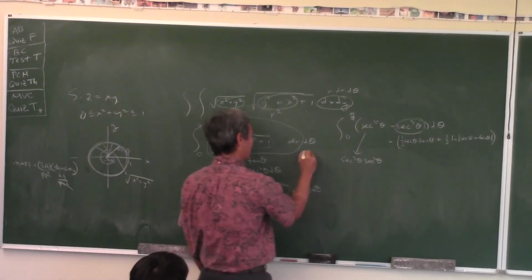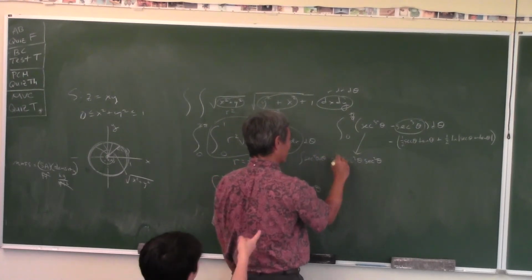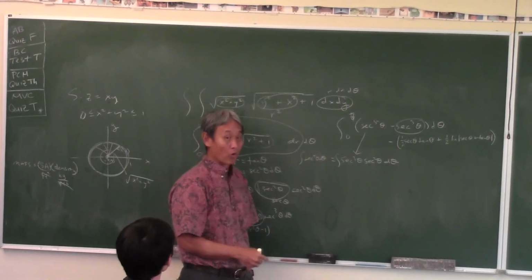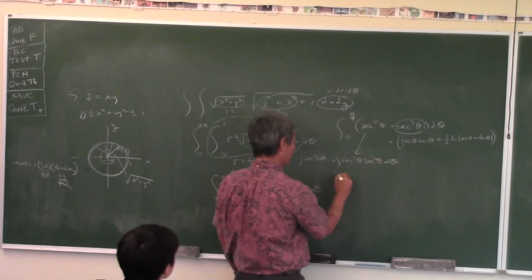Is it secant? Okay, the integral of secant to the 5th theta d theta is equal to... And then you do integration by parts from there, right? You get secant to the 4th, and then you do 2.